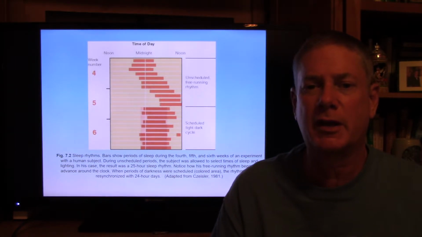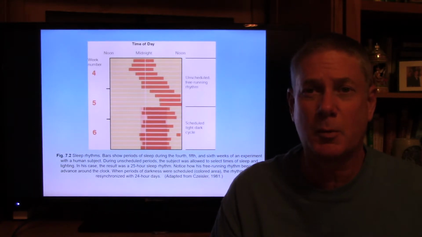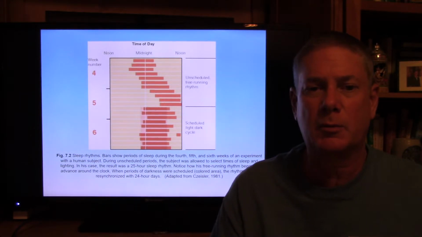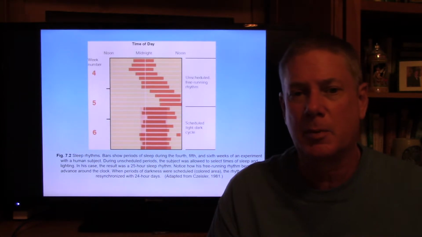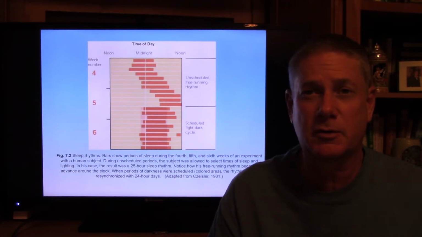The free running rhythm actually begins to advance around the clock, and so that's where we get that extra hour that seems to advance. And the rhythm quickly resynchronizes. As soon as periods of darkness were scheduled, which is the colored area, the rhythm quickly resynchronizes to 24-hour days.